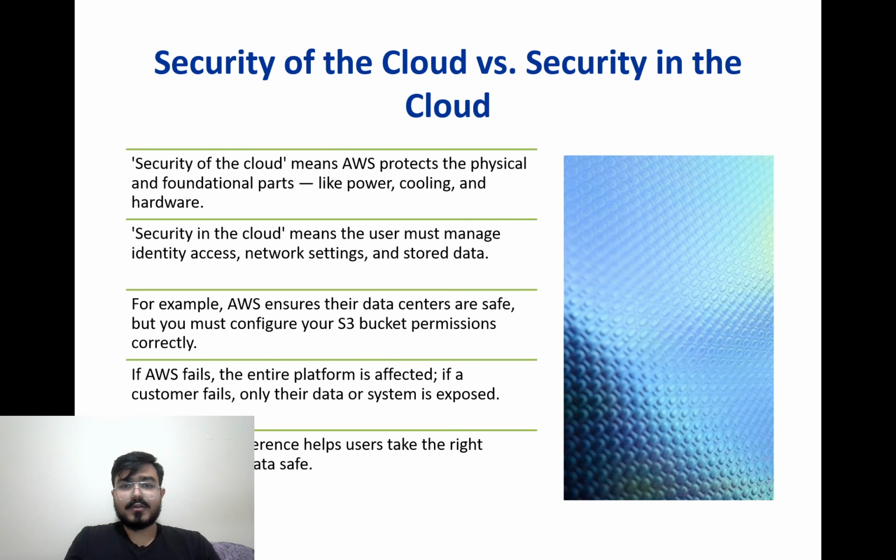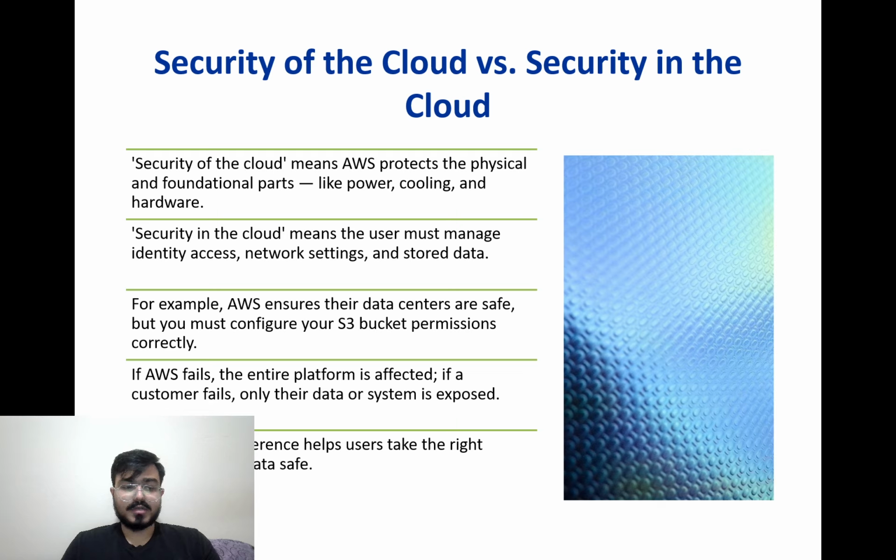Let's see the security of the cloud versus security in the cloud. So let's look closer at these two terms. When we say security of the cloud, we mean AWS is taking care of the physical layer like the building, electricity, hardware, and global servers. When we say security in the cloud, that's what we as a customer handle, like access management, passwords, encryption, and network configuration.